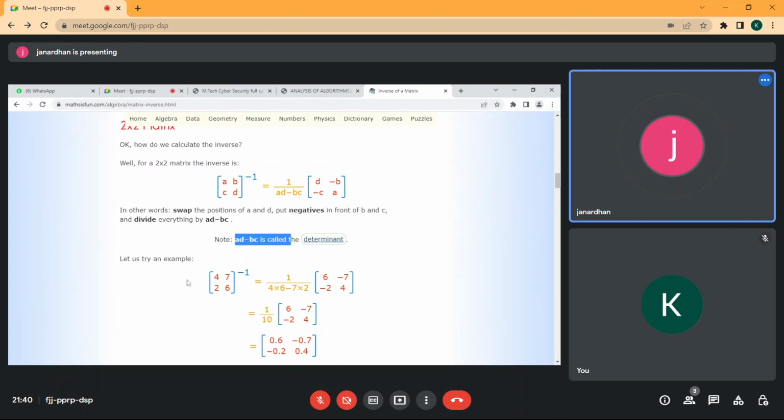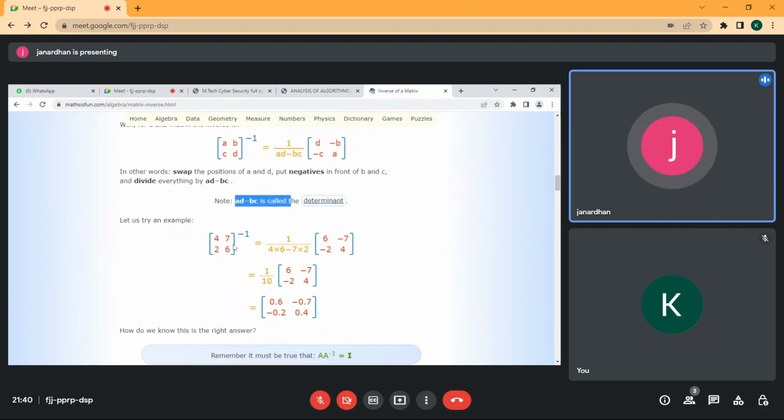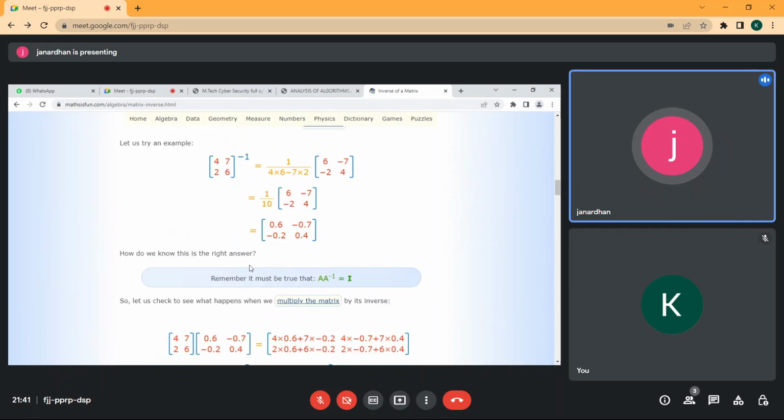See here, A means 4, B means 7, C means 2, D means 6. 1 by AD minus BC, 1 by 4 into 6 minus 7 into 2. D value 6, minus B means minus 7, next minus C, minus 2, and A is 4. 1 by 24 minus 14. 24 minus 14 means 10 only. So 1 by 10 into 6, minus 7, minus 2, 4. Multiply the 1 by 10 with the matrix.